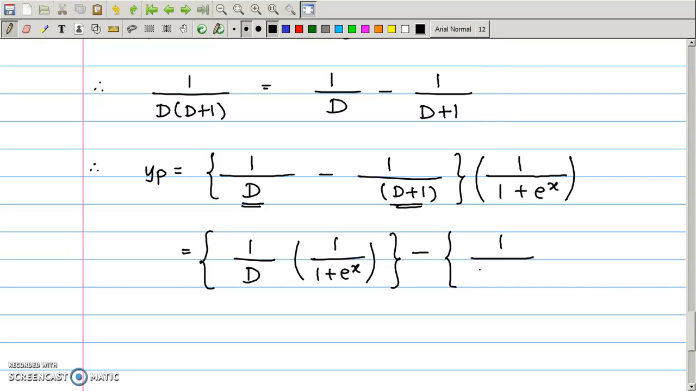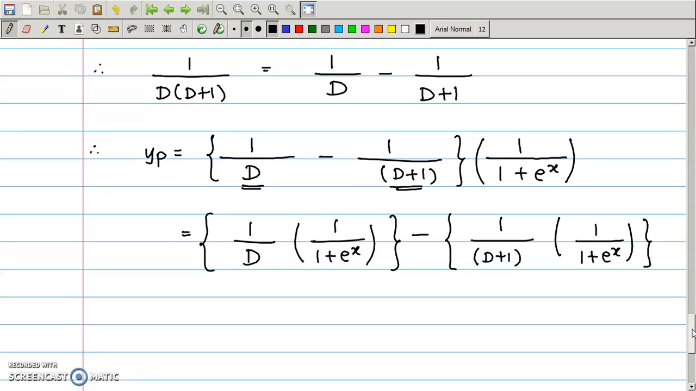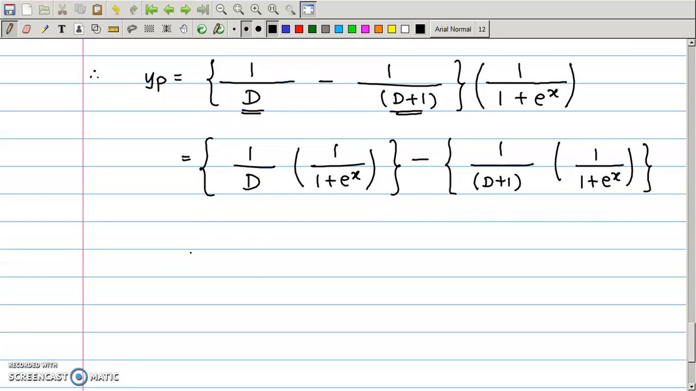and the other factor 1 upon t plus 1 into f of x, 1 by 1 plus e raised to x. Now we simplify this. First, 1 upon d represents simple integration. So since d is the differentiation, 1 by d will represent integration with respect to x of the function 1 upon 1 plus e raised to x.